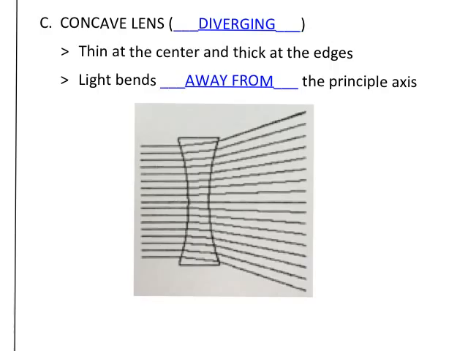A concave lens is thin at the middle and thicker at the edges, and it is called a diverging lens because light diverges or bends away from the principal axis. So imagine again our axis right in the middle. As light travels through, it's going to refract or bend outward and away from that axis.